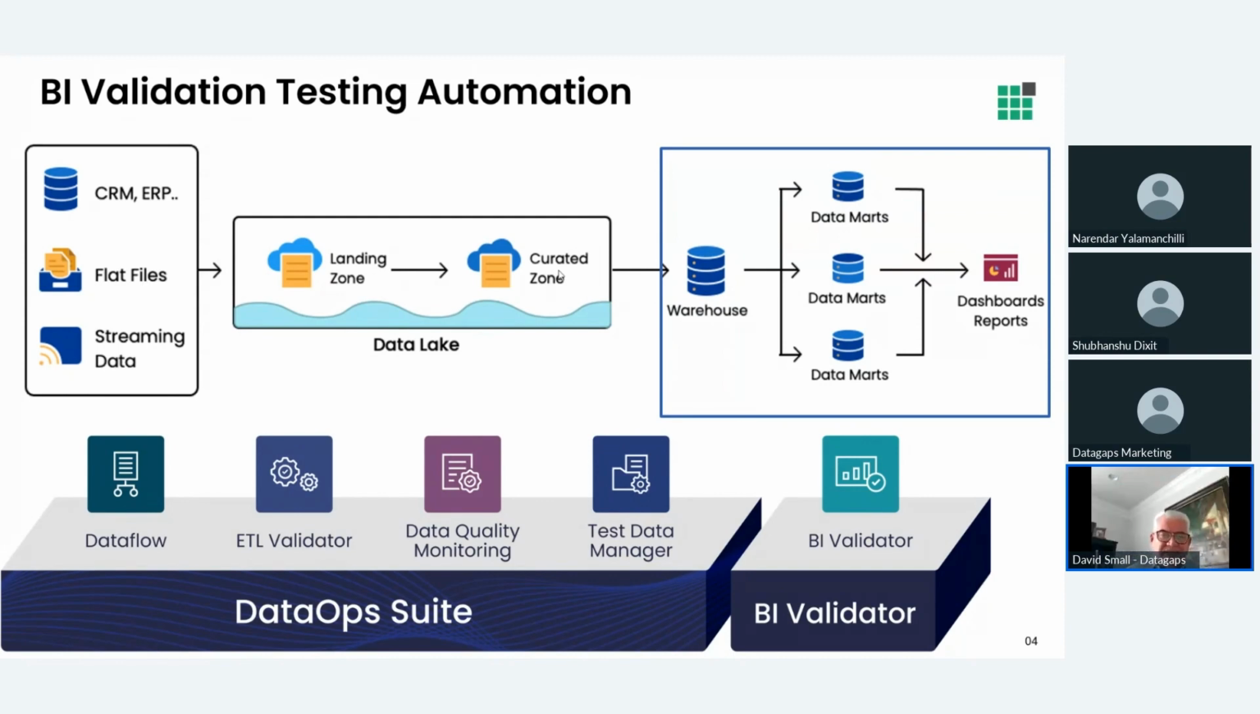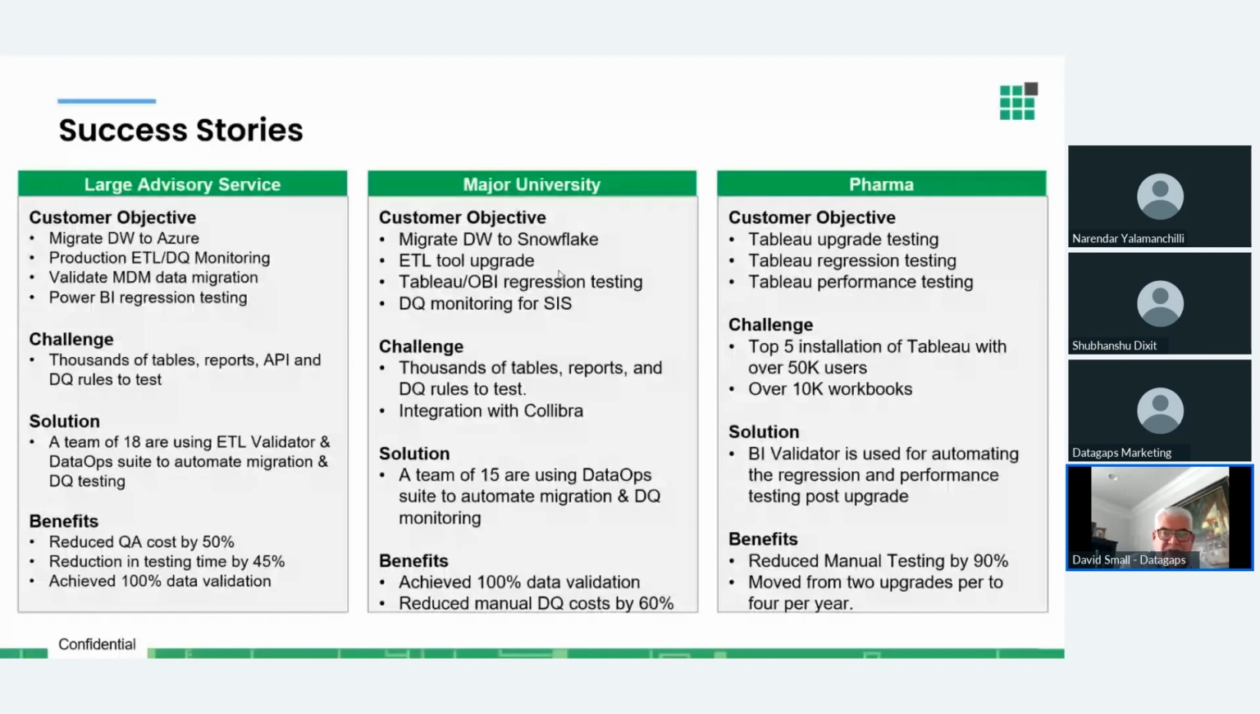So one particular example of where a company benefited by using BI Validator is one of the pharma organizations. They had a large number of installations of Tableau, over 50,000 users, thousands of workbooks. And every time Tableau would release a new release or the application was modified, a new release of the application would happen, then they needed to do regression testing. And it typically took them 5 people 30 days to do that regression testing. So as you can see, that's very time consuming and costly for them to be able to do that.